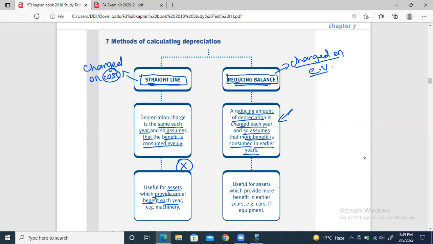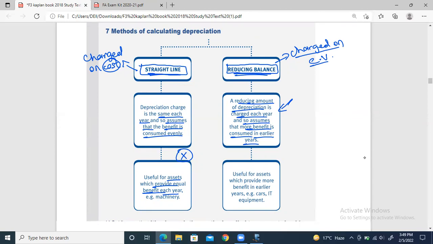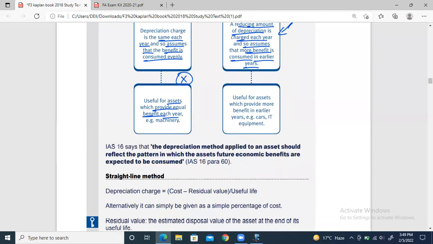Depreciation will not be the same. It's not straight line, right? In reducing balance, it will keep on reducing each year. We'll do one example as well, and you'll understand that. Okay. Now let me explain carrying value, what this means.